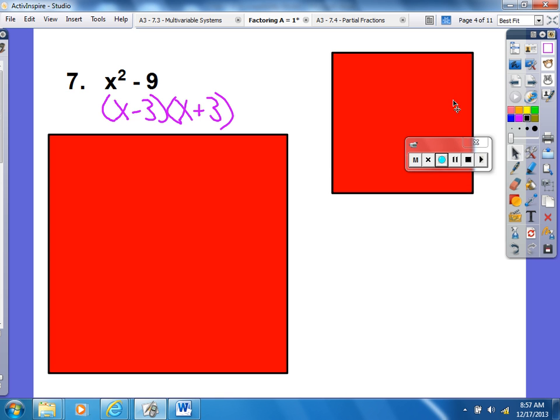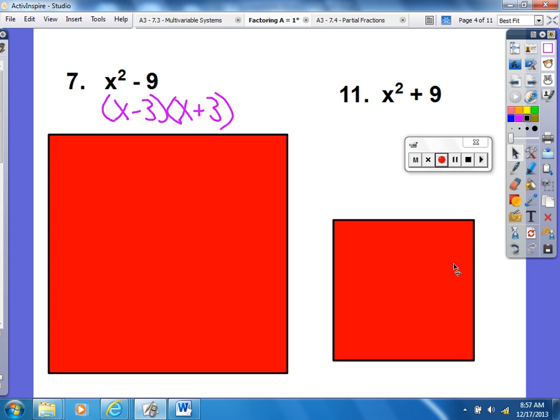All right, so let's skip to number 11. X squared plus 9. See if you can discuss with your group and come up with the answer there. Some groups are good at discussing. Some groups are staring off into space. Gotta talk.